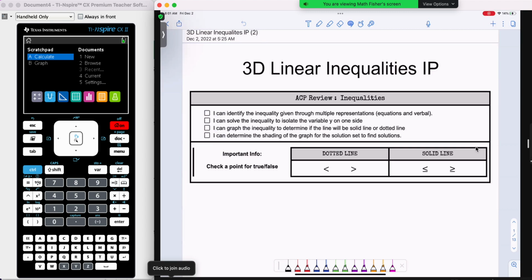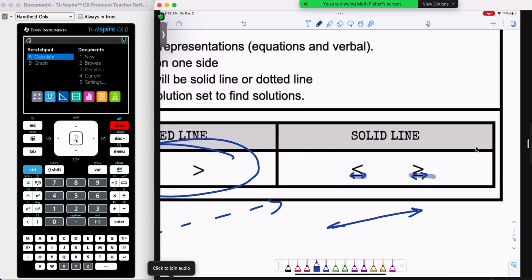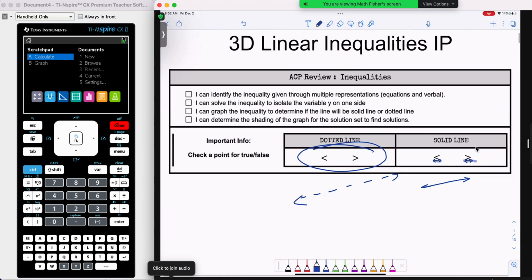We'll be going over inequalities. If you remember, the ones without the line on the bottom are going to be dotted lines, okay? And the ones with the line on the bottom, if you look closely, make a solid line. Those are going to be solid lines. So let's try our first example.